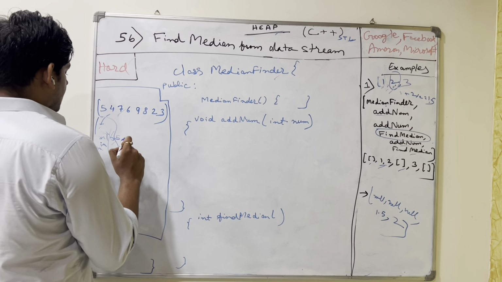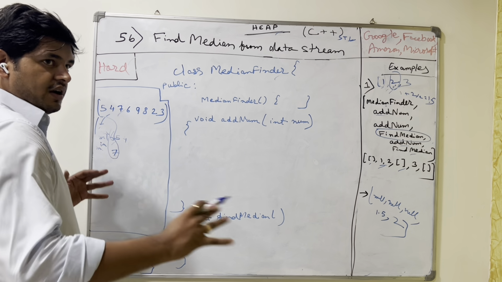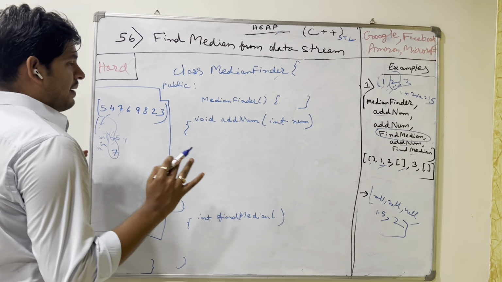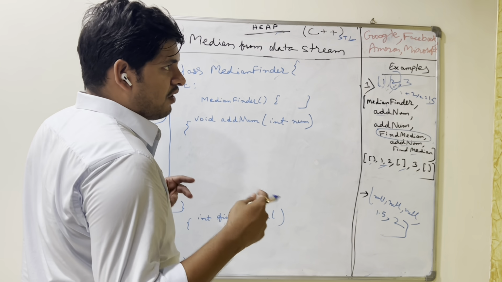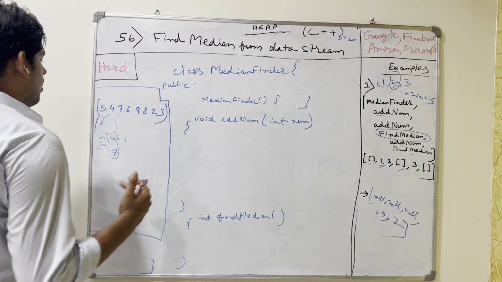You'll understand how to optimize this, right? We don't need to sort every time. With these two heaps, one max heap and one min heap, we can solve this problem without sorting and in an order of log n approach.